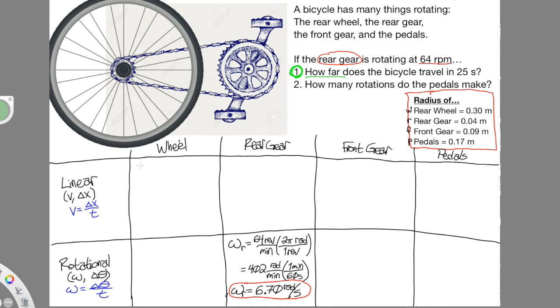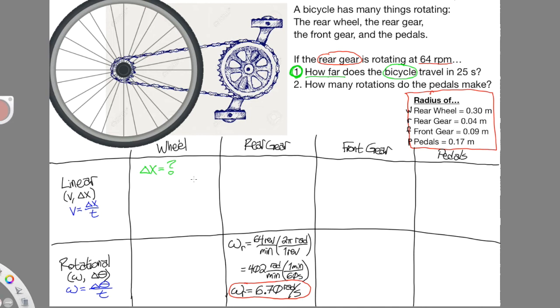So what we want is delta x, but of which of these 4 rotating objects is the question. We want to know how far the actual bicycle itself travels along the ground, and there's only one piece of the bicycle that actually touches the ground. So the delta x we need here is actually going to be the delta x of the wheel. So delta x of the wheel, that is what we want, and we are going to try to get there. To do that, we need to get from the information we have, some rotational information about the rear gear, to linear information about the wheel.